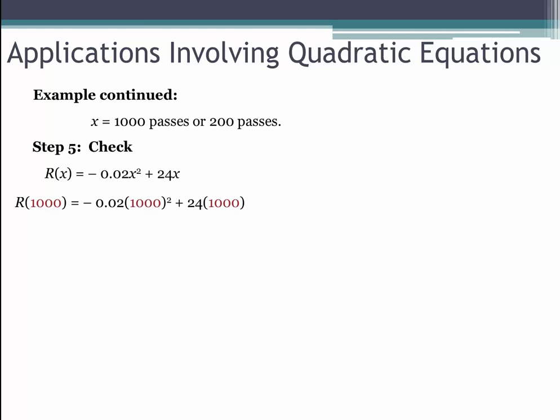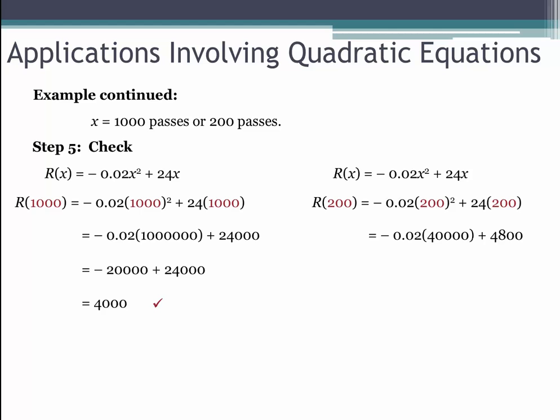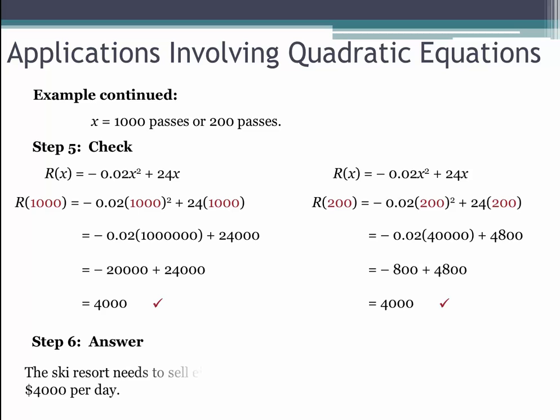Plug both values back into the original problem just to make sure it makes sense. When we plug in 1,000, we make a revenue of 4,000. And when we plug in 200, we also make a revenue of 4,000. So the ski resort must sell either 200 or 1,000 daily lift tickets to earn a revenue of $4,000 in a day.